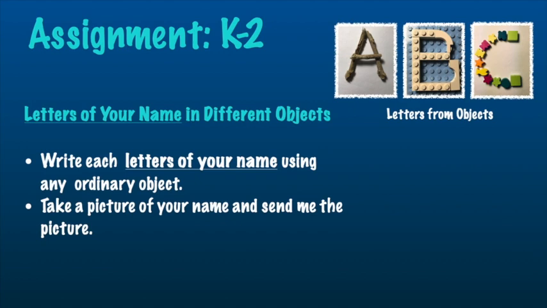The assignment for kindergarten through second grade is to write the letters of your name in different objects. Write each letter of your name using an ordinary object, like Legos, beads, or found objects from outside. When finished writing the whole name, take a picture of your name and send me the picture.